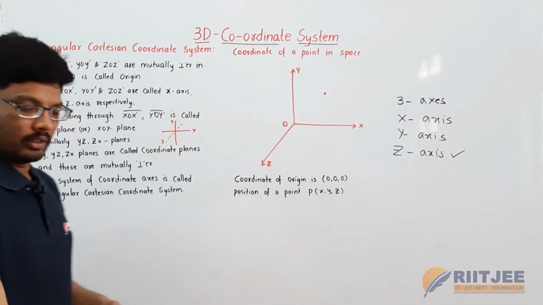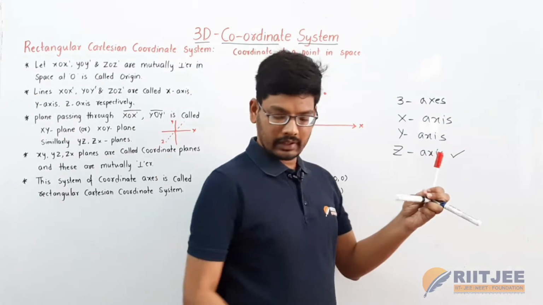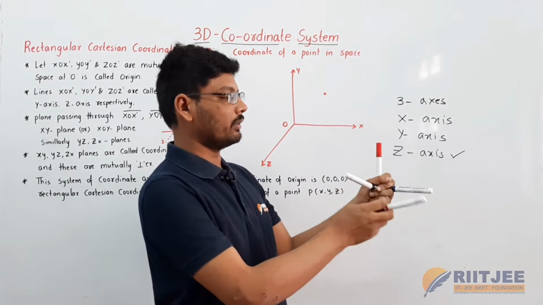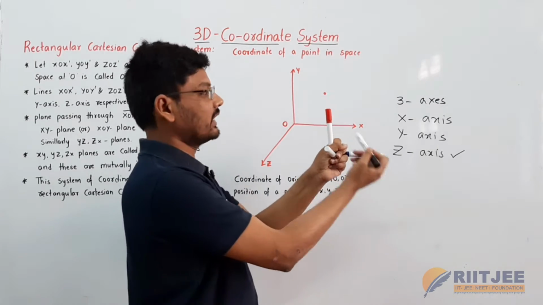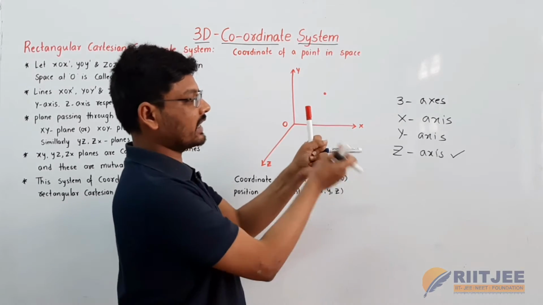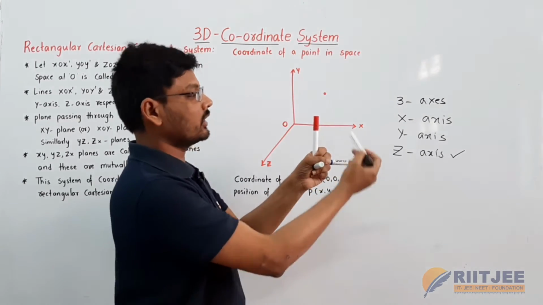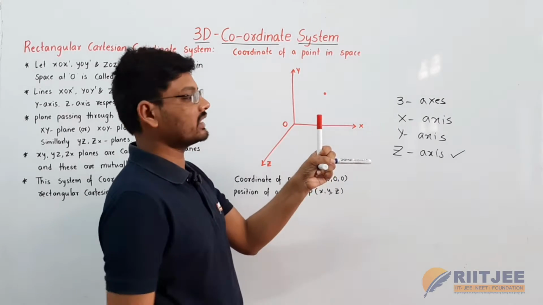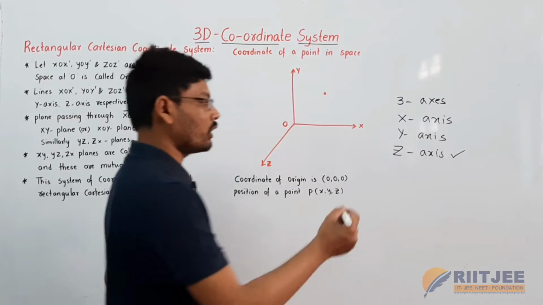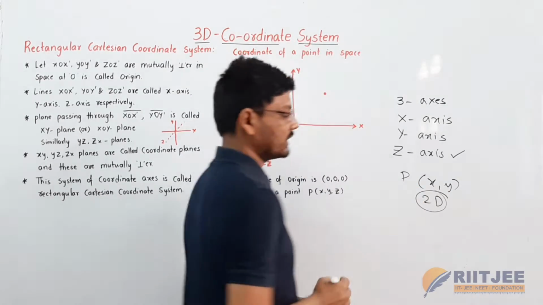I will explain this. Here this is a 3D coordinate system, with the x axis, y axis and z axis. The x axis and y axis alone form the 2D coordinate system, and with the z axis added it is a 3D coordinate system. The ordered pair of the 2D coordinate system is x comma y.